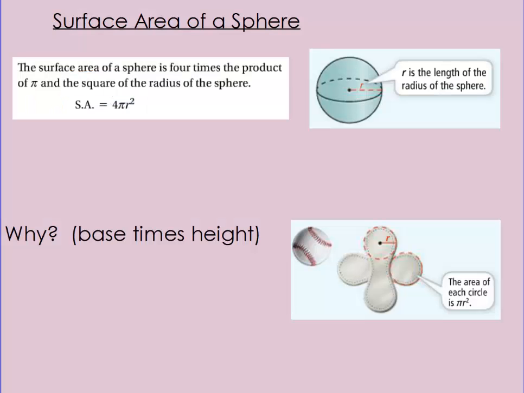Next one. Surface area of a sphere. Spheres are different here. You need to know the radius of the sphere, and the formula for surface area is 4 times pi times the radius squared. It's kind of neat to think about, why is it 4 pi r squared? The book has this picture where they break it up into a baseball and say, look, we have 4 different circles here, and the area of each circle is pi r squared. Since there's 4 of them, it's 4 pi r squared.